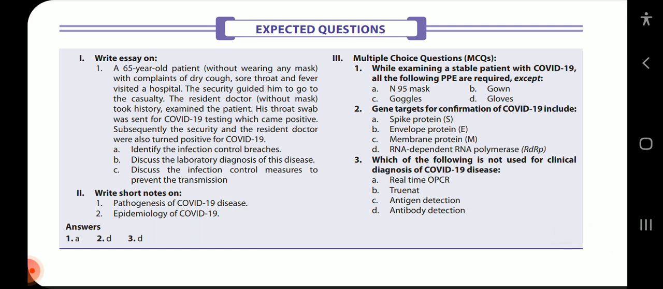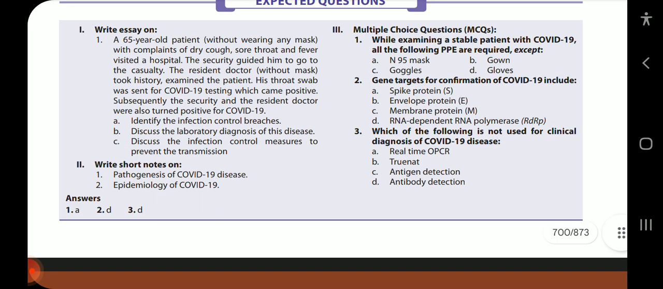Now, a case scenario: a 65-year-old patient without wearing any mask, with complaints of dry cough, sore throat, and fever, visited the hospital. Security guided him to go to the casualty. The resident doctor, without a mask, took the history and examined the patient. His throat swab came COVID-19 positive. So we can identify the infection control breaches, lab diagnosis of the disease, and infection control measures to prevent the transmission. All this we can write. Pathogenesis and epidemiology of COVID-19 we can write.